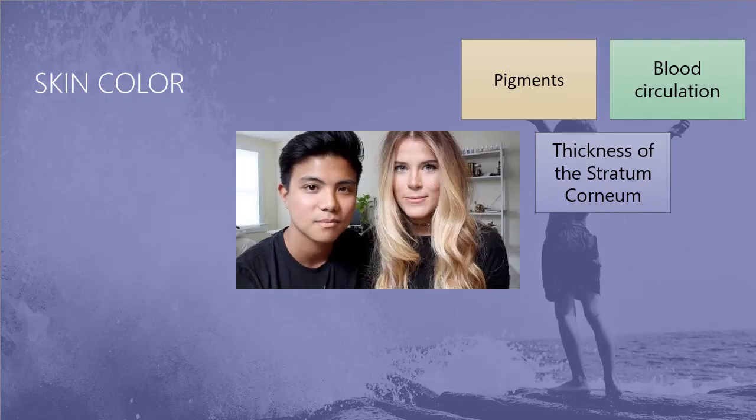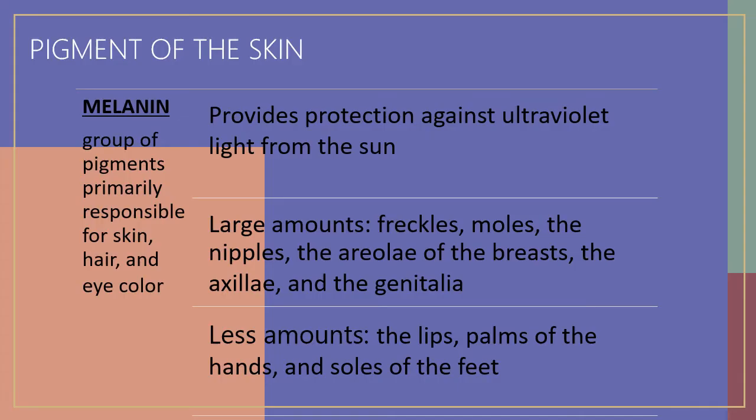There are three factors that determine a person's skin color. First is yung pigments in the skin, second, the blood circulation in the skin, and third, the thickness of the stratum corneum. Okay, remember this one. So what is responsible for the pigment of the skin? It is what we call melanin. These are a group of pigments that are responsible for skin, hair, and eye color.